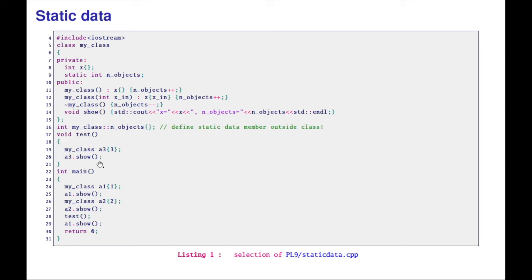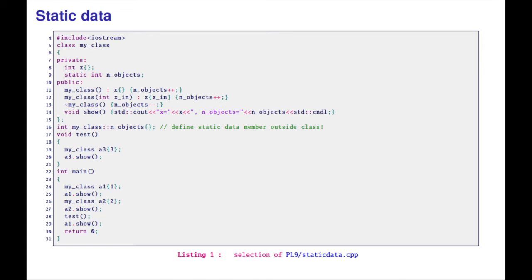I've got a function called test which does it internally. The reason to do this is that A3 goes out of scope and gets destroyed, so it would be really interesting to see what happens. In int main, I declare a1, a1.show, a2, a2.show, I call test, and then I call a1.show once more just to see what happens.